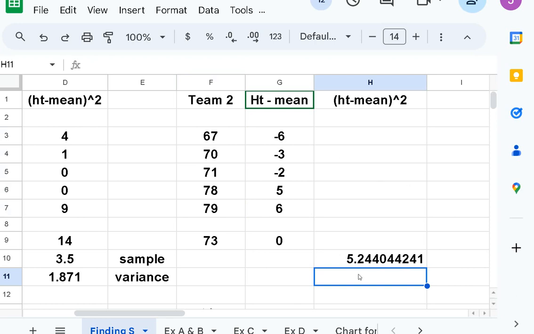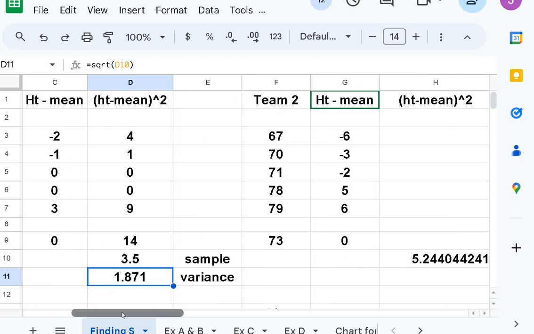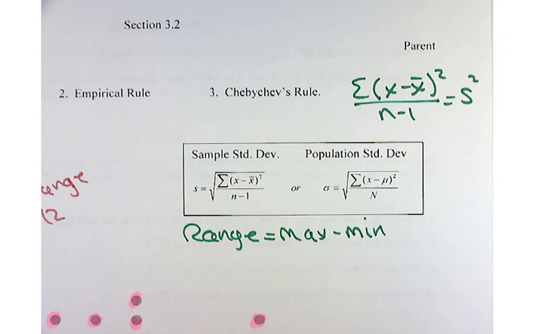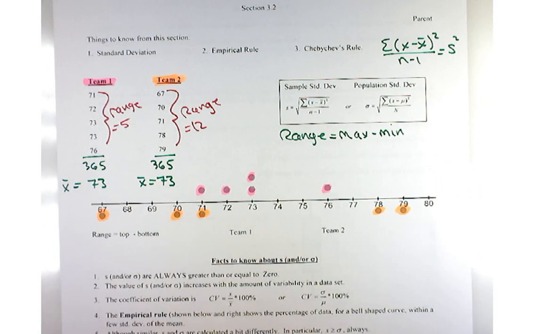Oh, 5.24. So, all right, what it's saying is that the standard deviation here is bigger than the standard deviation here. It's a lot bigger, right? Almost 3 times as much. But that reflects that you've got more variability in the data for team 1 than you see on team 2. Now you can see that visually here. This is much more spread out than this. So, great.